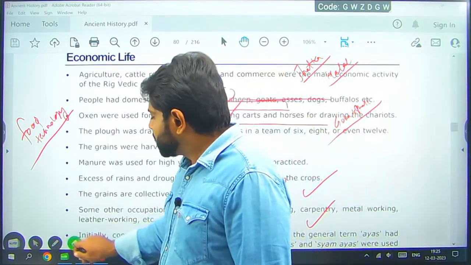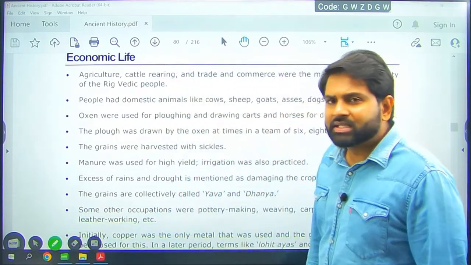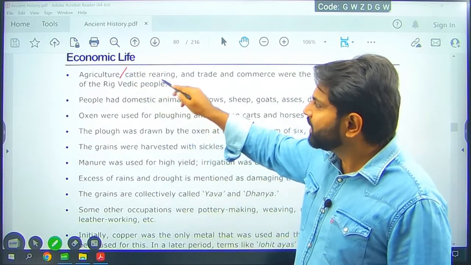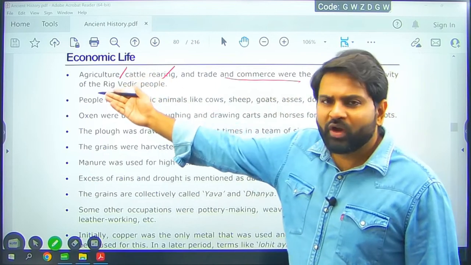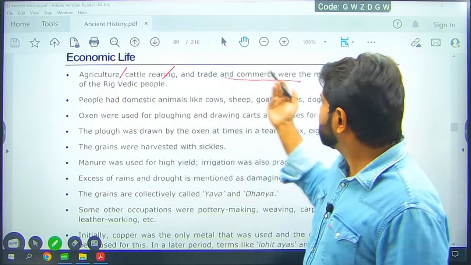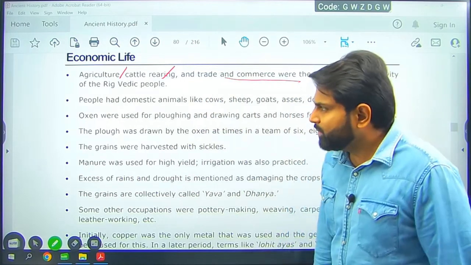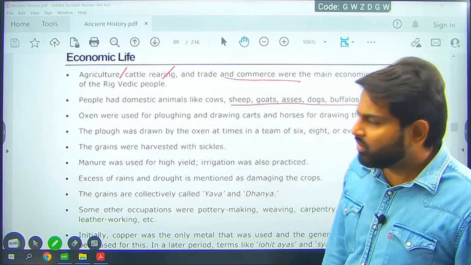So coming to the economic life of the Vedic period. Agriculture, cattle rearing, as I said, agriculture, settled form of life, cattle rearing, domestication of animals, trade and commerce. Once you have the surplus, trade and commerce are the major economic activity of Rigvedic people. People had domestic animals like cow, sheep, goats, asses, dogs and buffaloes.